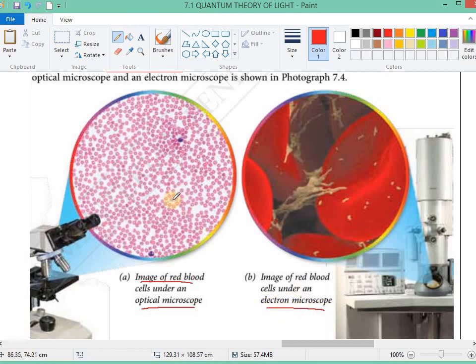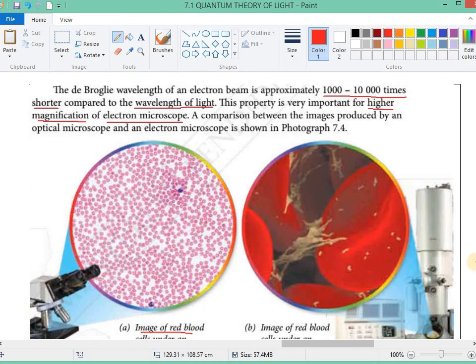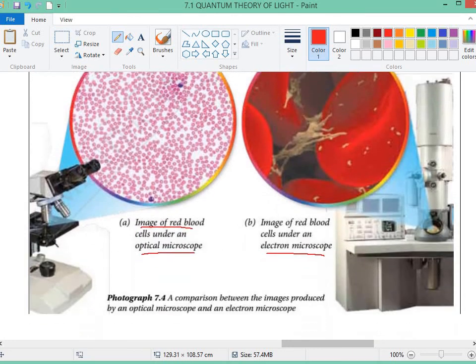So you can see using optical microscope, there is a maximum magnification. You cannot see any bigger than that. But under electron microscope, you can have a much larger magnification. Okay, so why is it like that? Why is it that using visible light you cannot have a very big magnification, but using electron you can have a big magnification?